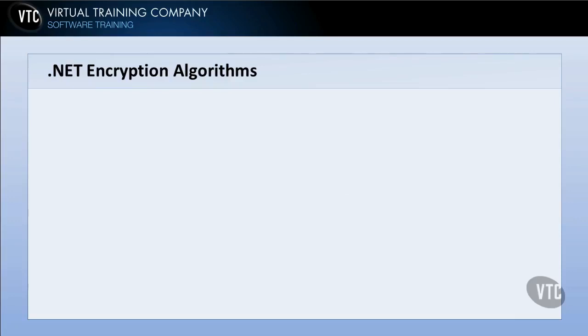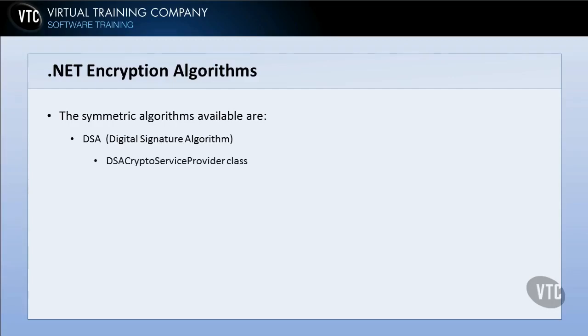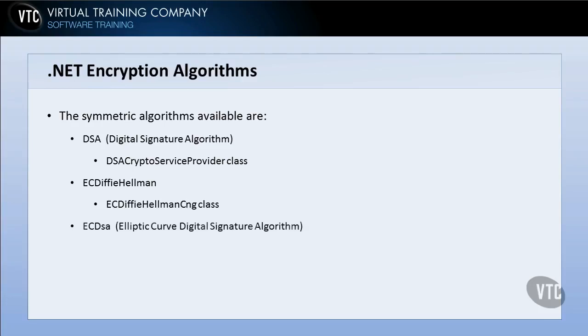Now, the algorithms continue here. DSA, the Digital Signature Algorithm, is provided in the DSACryptoServiceProvider class, and ECDiffieHellman is provided in the ECDiffieHellmanCng class. ECDSA, the Elliptic Curve Digital Signature Algorithm, is provided in the ECDsaCng class. So as you can tell, there's a lot of algorithms available. RSA is available in the RSACryptoServiceProvider class.